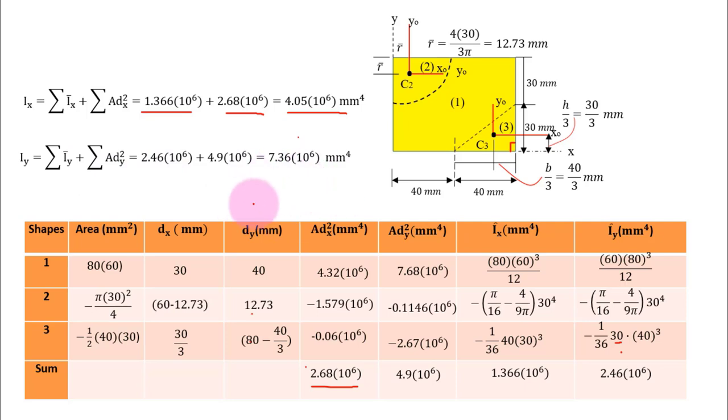So, we have the moment of inertia about the x and y centroidal axes.